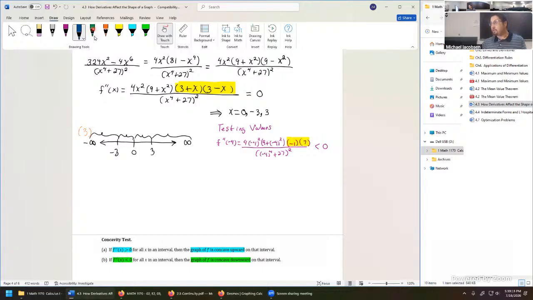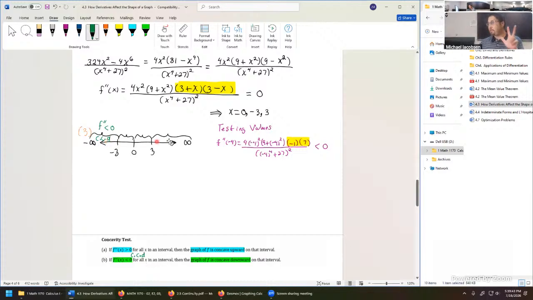We found, oh, wrong color. We found it's negative. F double prime is less than 0 on that interval when we throw in a -4. And so on this entire interval from -infinity to -3, f double prime is now less than 0, which means we are concave down. And I'll use, just for shorthand, CCD to stand for concave down.